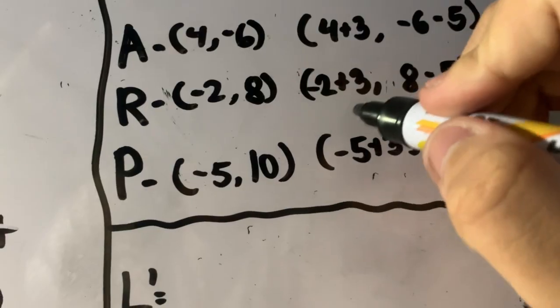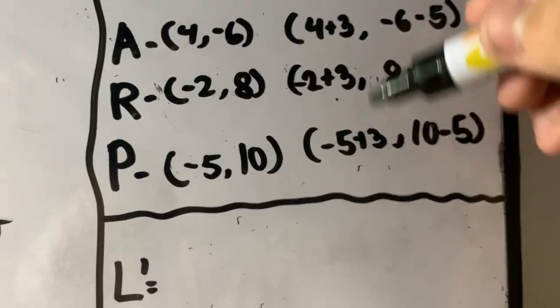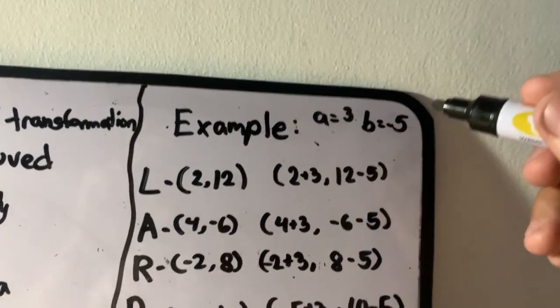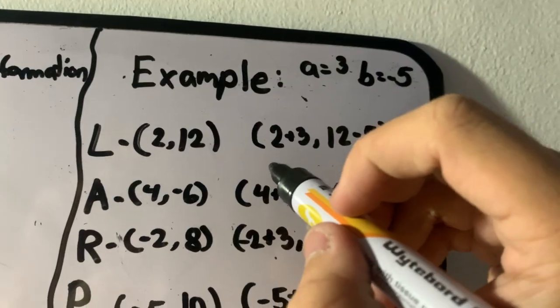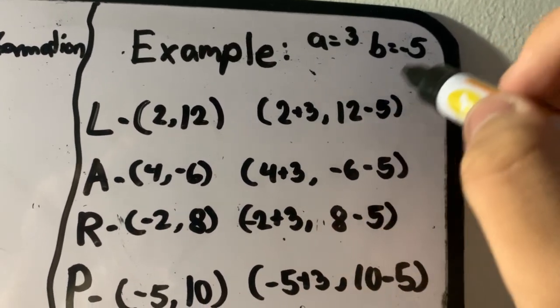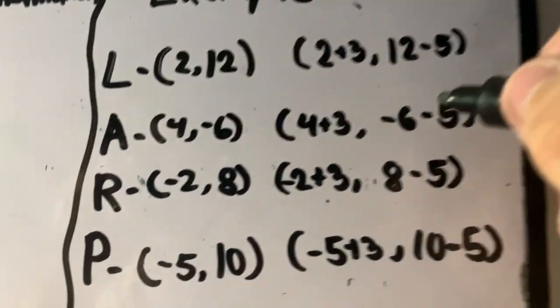Sorry, I forgot to add the negative. And P is negative 5 and 10. So, our given for A and B is 3 and negative 5. So we're going to add 2 plus 3, and 12, which is given here, minus our B, which is 5.